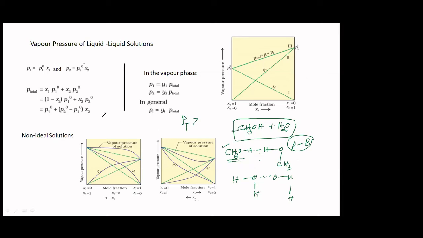Okay. Supposing I give you a mixture of H2O plus HCl, what kind of deviation do you see here? Positive or negative?